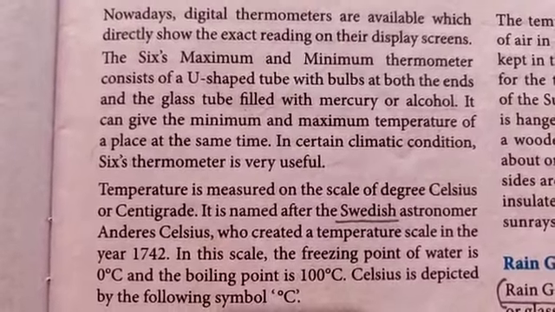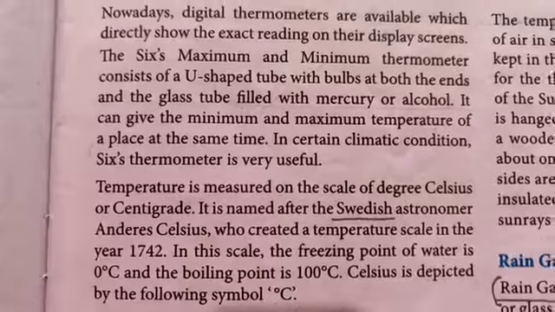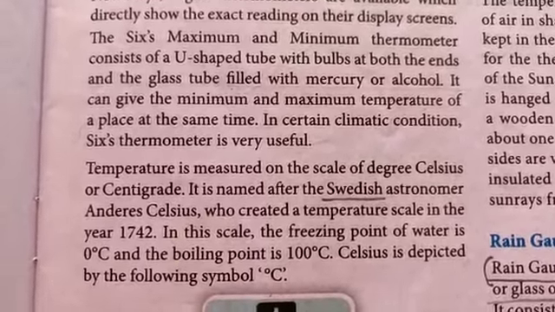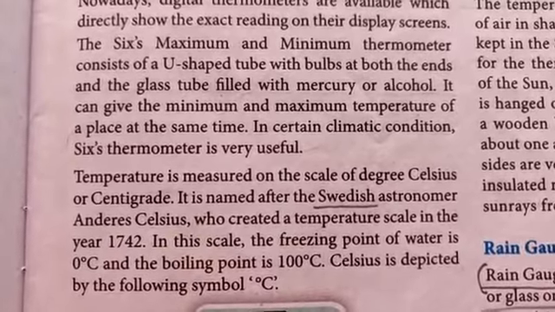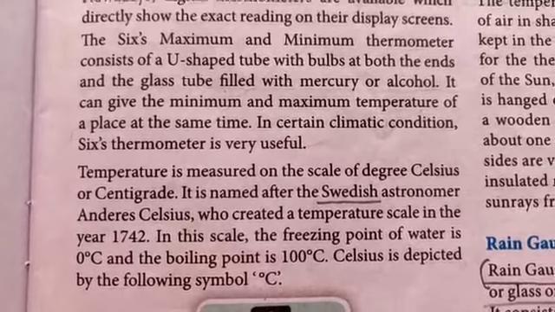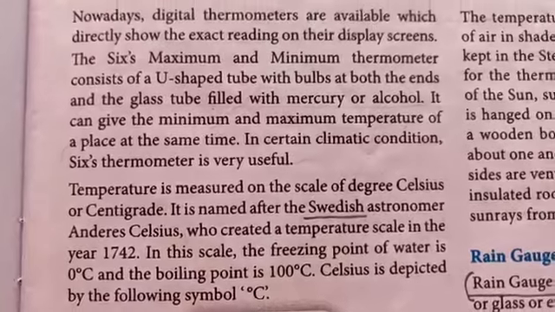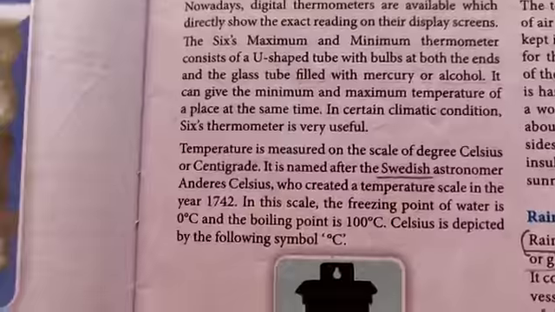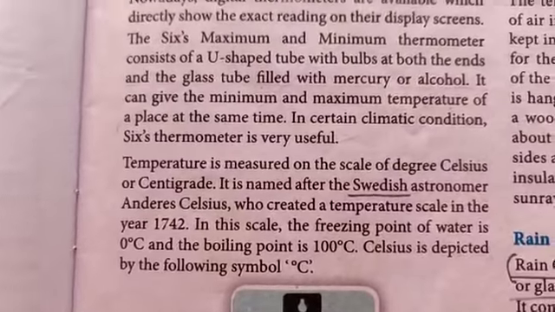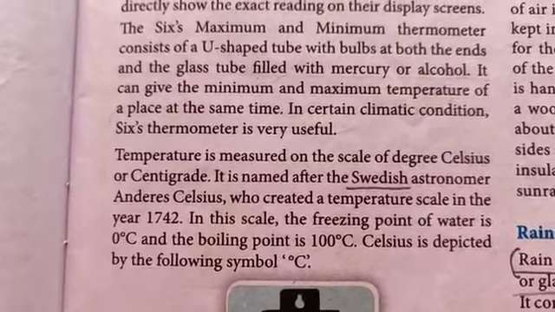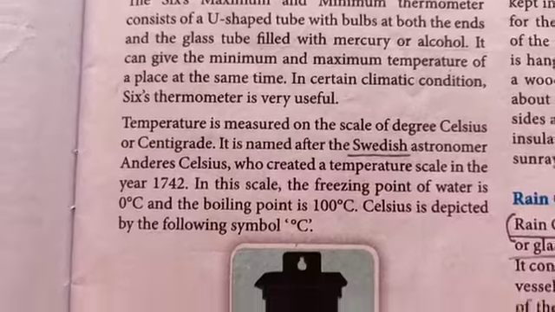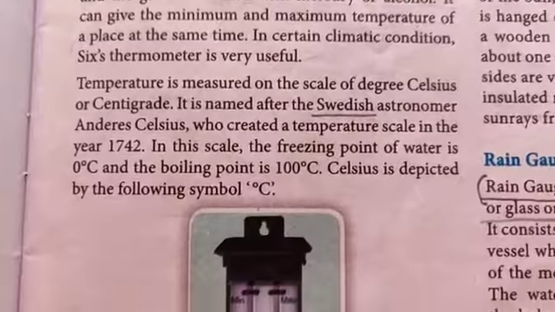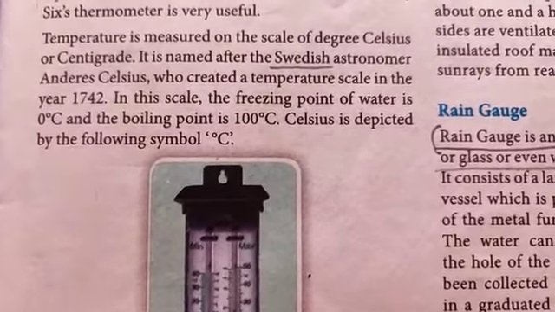The Six's maximum and minimum thermometer consists of a U-shaped tube with bulbs at both the ends and the glass tube filled with mercury or alcohol. It can give the minimum and maximum temperature of a place at the same time. So why is the Six's maximum and minimum thermometer important? Because it gives the minimum and maximum temperature of a place at the same time. In certain climatic conditions, the Six's thermometer is very useful.